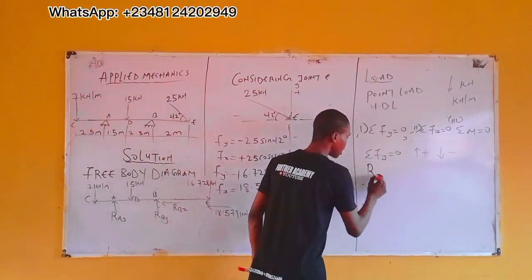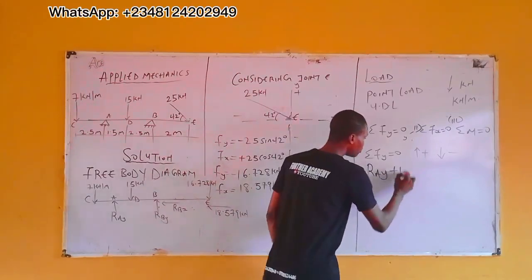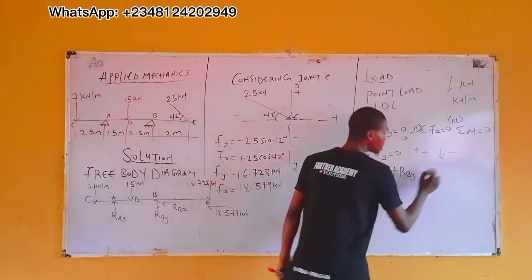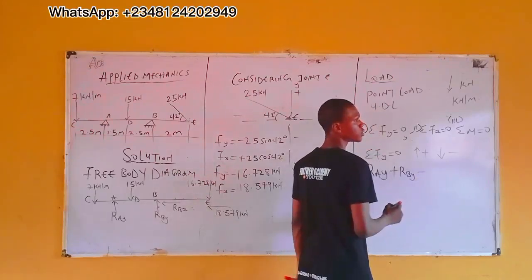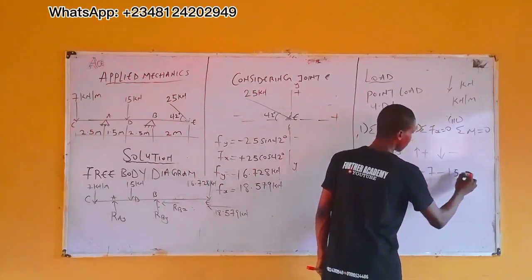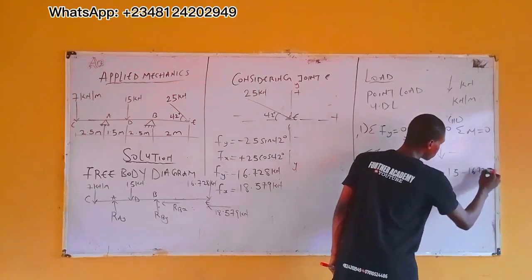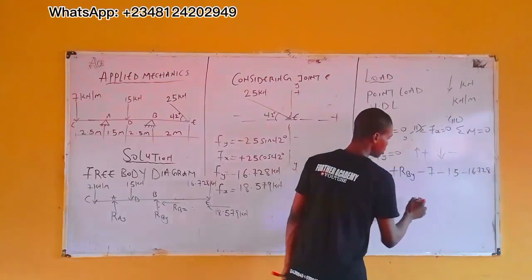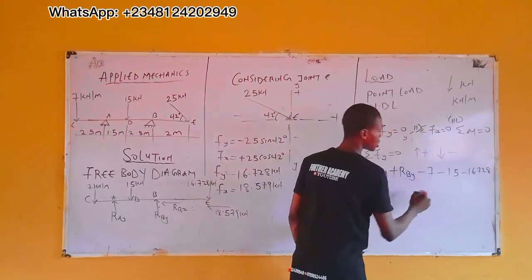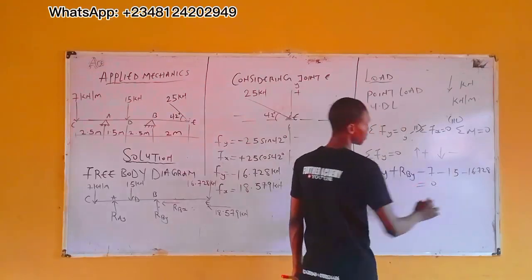RA is acting upward. True or false? Plus RBY acting upward. Continue. Negative what? 7 minus 15 minus what? 16.728. Are we done with all the forces? Yes, I mean the vertical forces. Are we done with it? Yes. Equal to 0. Is that all? Yes. This is wrong.